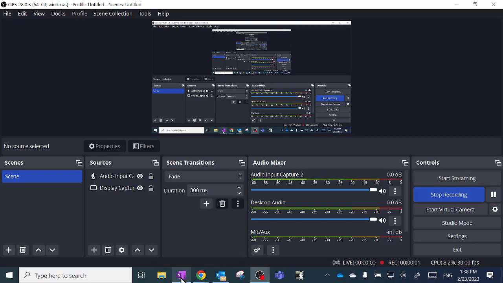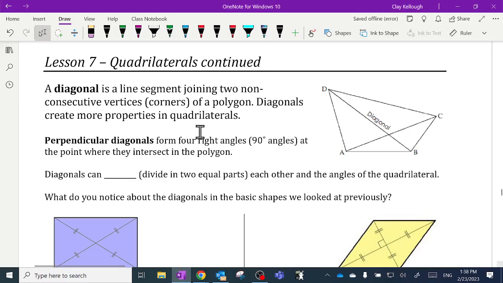There we go. Okay, so this is lesson 7 for grade 12 essential math. This is part 2 of the quadrilaterals lesson.